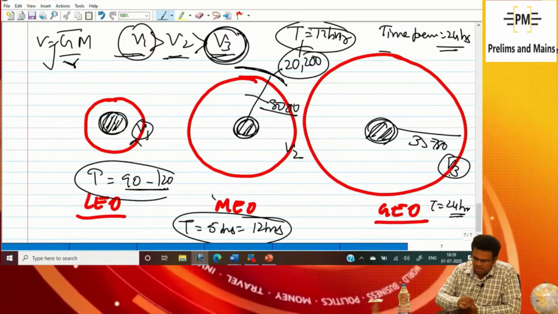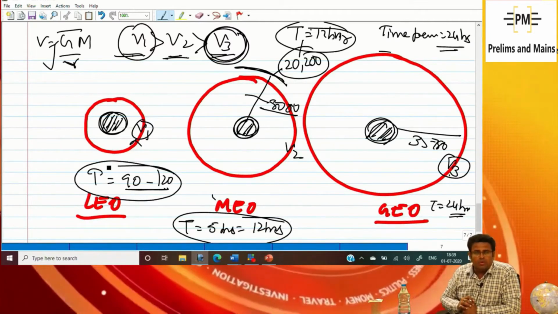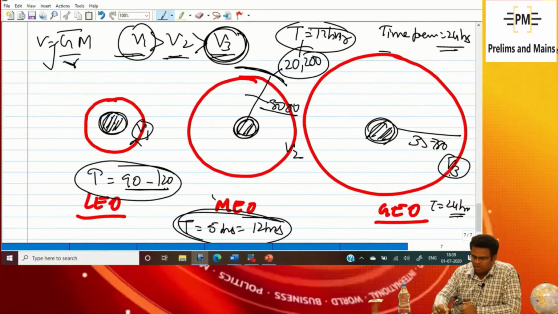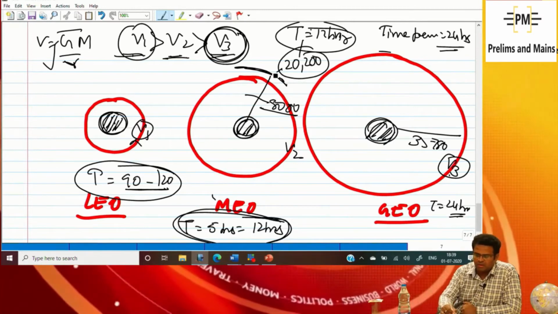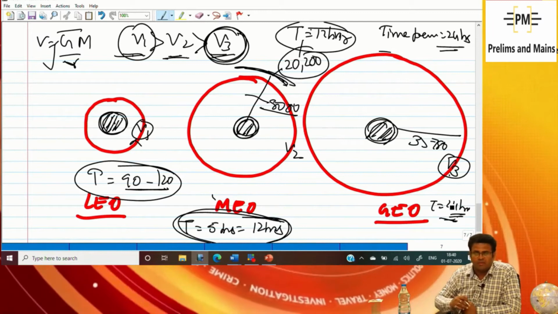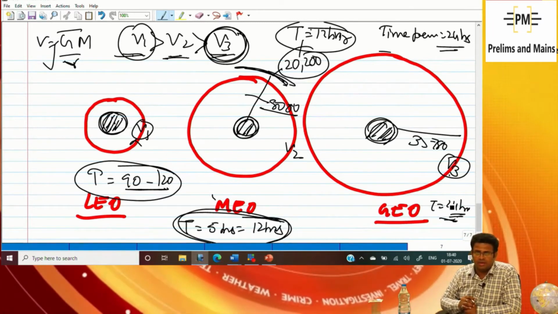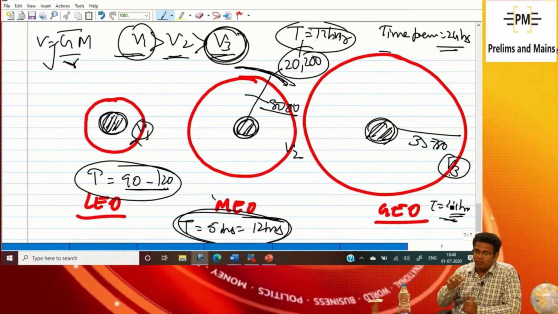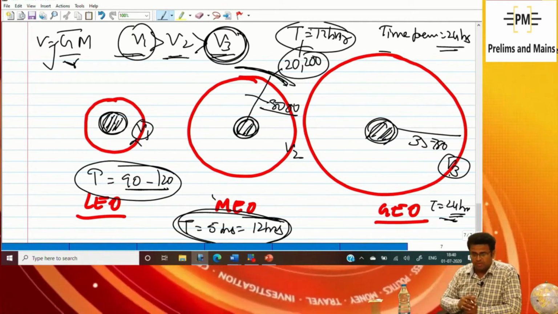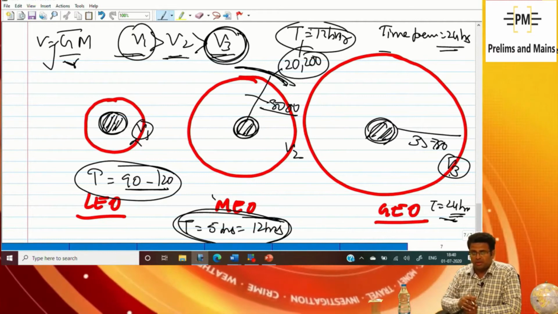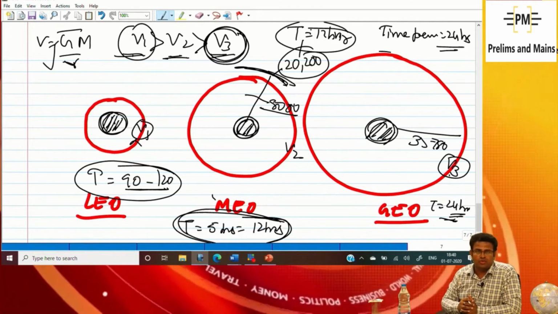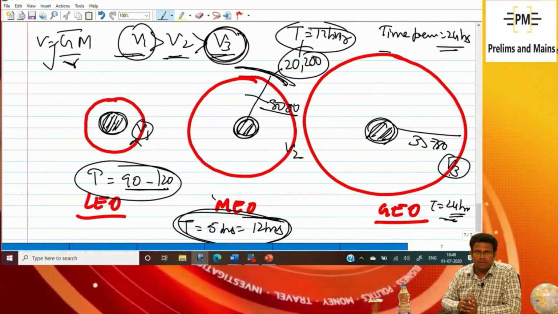What is the time period of LEO, low earth orbit? It is 90 to 120 minutes. Medium earth orbit is 5 hours to 12 hours, and at 12 hours it is at 20,200 kilometer, and at 24 hours it is at 35,786 kilometer. When it is moving at the same revolution period as the rotation period of the earth, then it will always look synchronized with earth. Therefore, geosynchronous earth orbit exists at only one point.